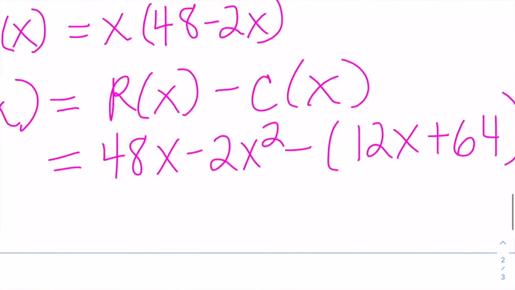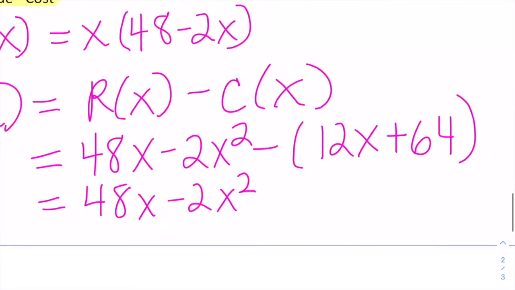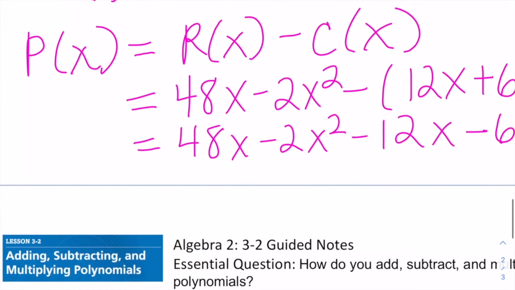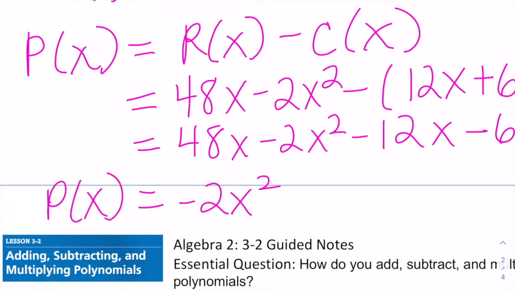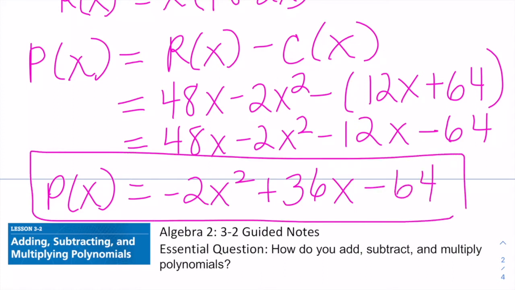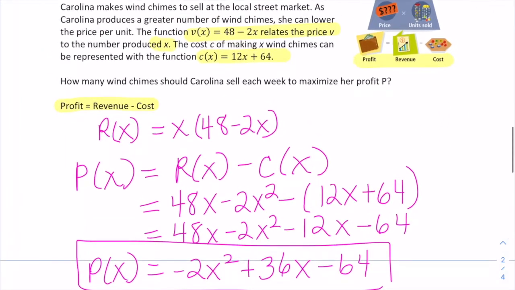Now remember, when we're subtracting, we have to distribute. So we get 48x minus 2x squared. Distribute the negative, so we get minus 12x minus 64. And if we're going to write an equation in standard form, we can write the negative 2x squared first, and then combine the 48 and the 12, so that's plus 36x minus 64. So that equation would model the profit for Carolina's store.